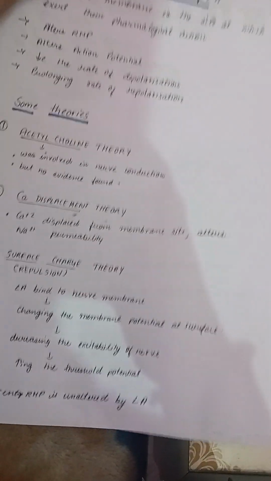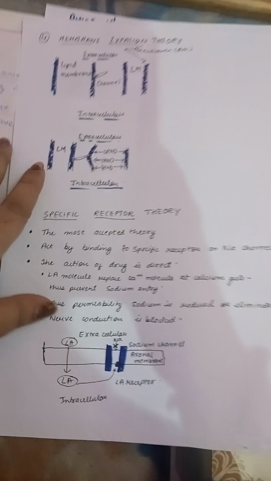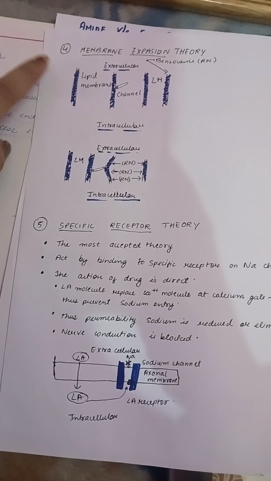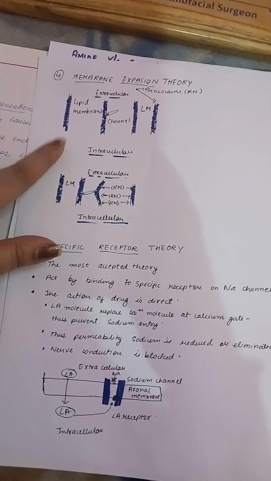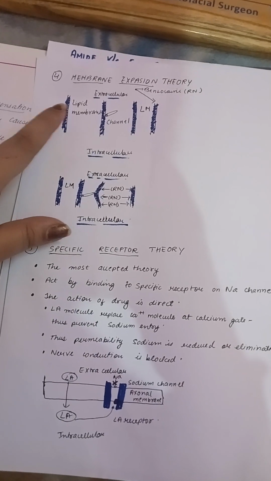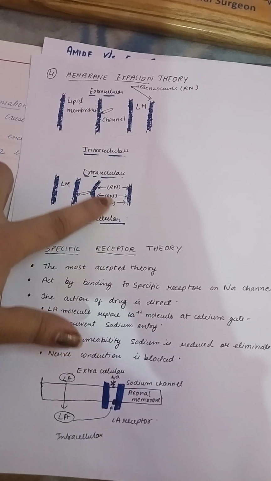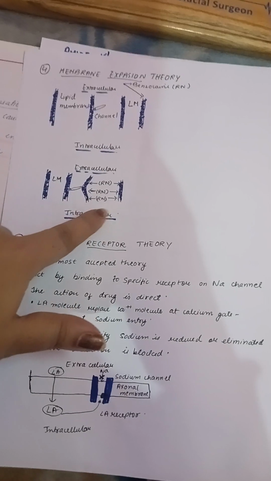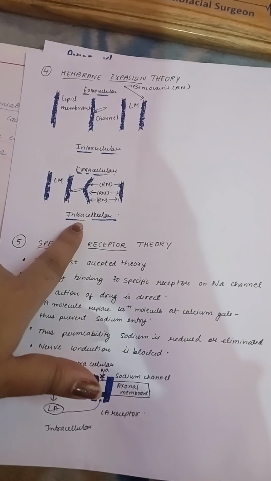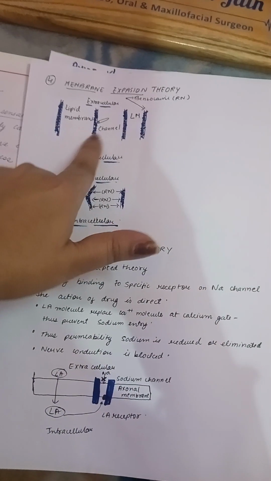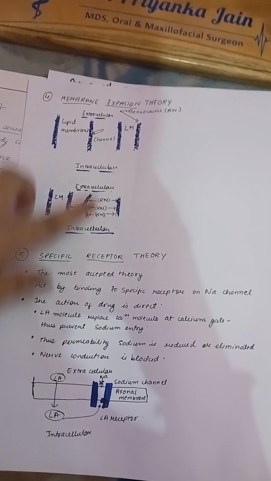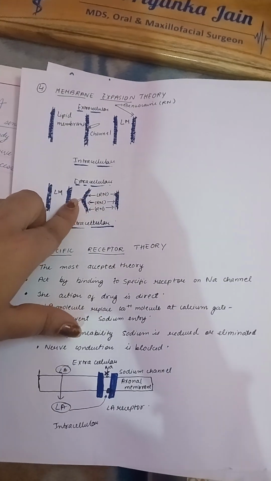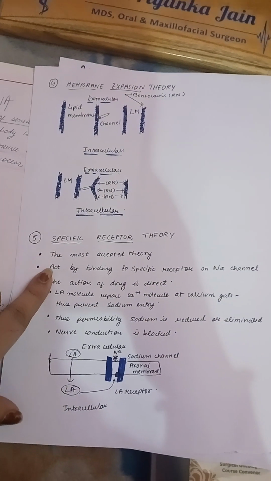Now two of the theories are accepted today, that is the membrane expansion theory and the specific receptor theory. Membrane expansion theory, mainly benzocaine works by this theory. What happens? The LA molecule comes and expands the membrane by binding to it, and thus the action occurs. Okay, this is the lipid membrane on both sides. This is the channel, and the LA molecule binds here, expanding the membrane. We can see the membrane expanding. Okay. Now the specific receptor theory.